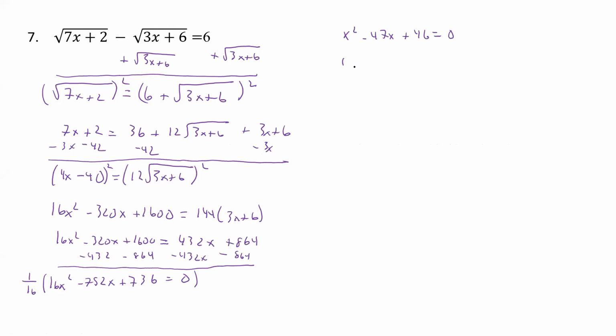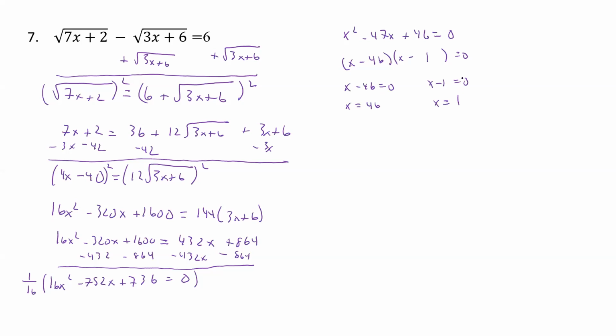Well, here I have x and x. They're both going to be negative. And 2 factors of 46 to add to 47 would be 46 and 1. So that made it a lot simpler than trying to factor this here. And so now when I do that, I get x minus 46 equals 0 and x minus 1 equals 0. So x is equal to either 46 or x is equal to 1.